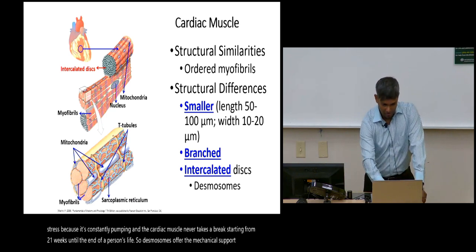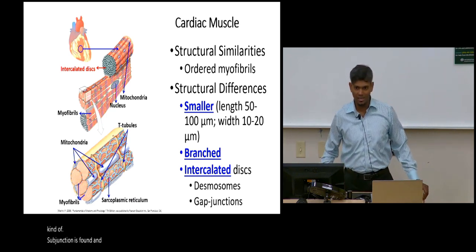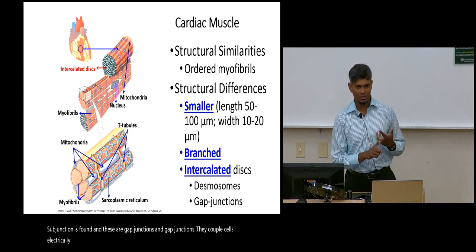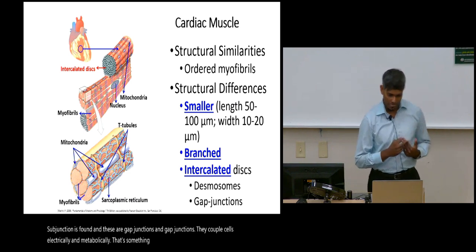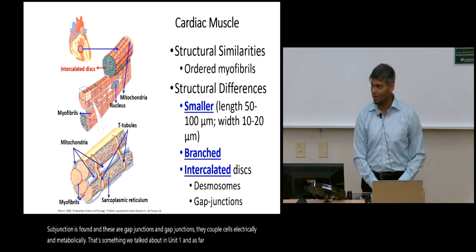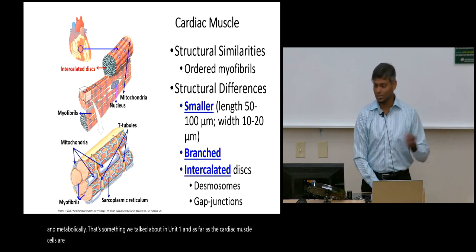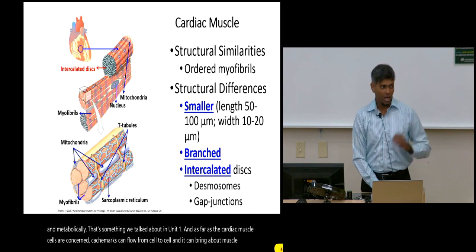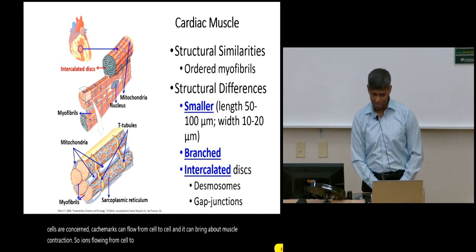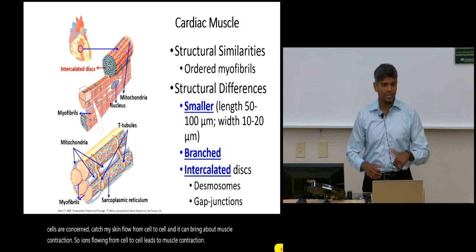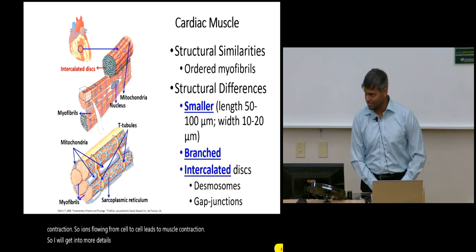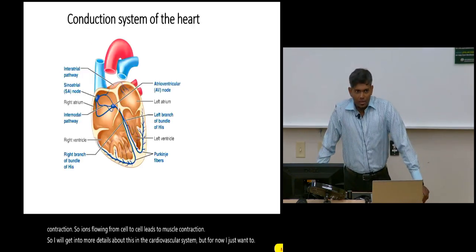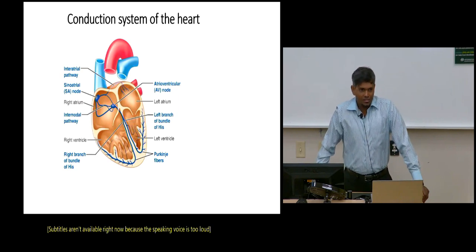Another kind of cell junction is found, and these are gap junctions. And gap junctions, they couple cells electrically and metabolically, right? That's something we talked about in Unit 1. And as far as the cardiac muscle cells are concerned, calcium ions can flow from cell to cell, and it can bring about muscle contraction. So ions flowing from cell to cell leads to muscle contraction. So I will get into more details about this in the cardiovascular system, but for now I just want to talk about the conduction system of the heart. So we see that the heart has got two types of cells.